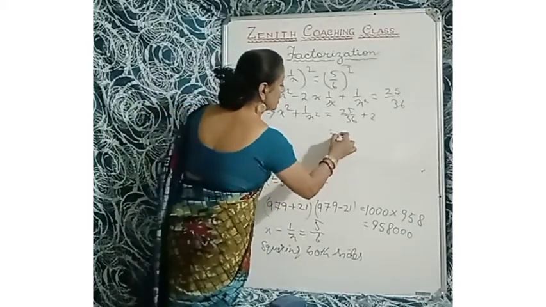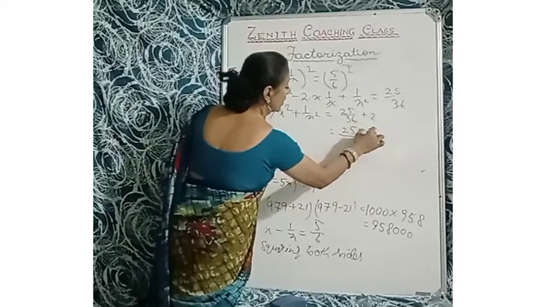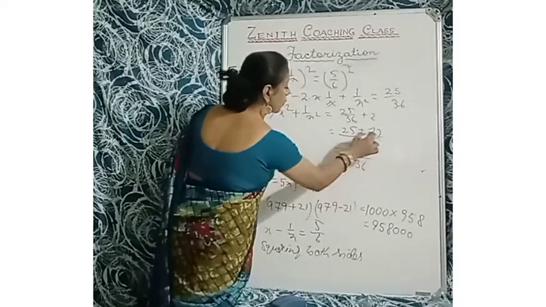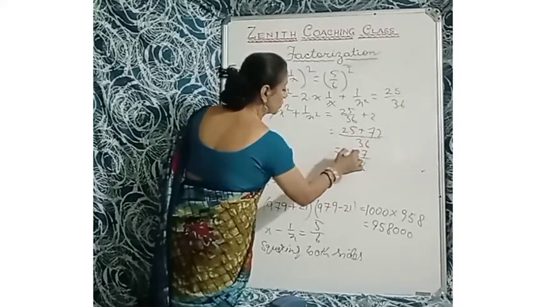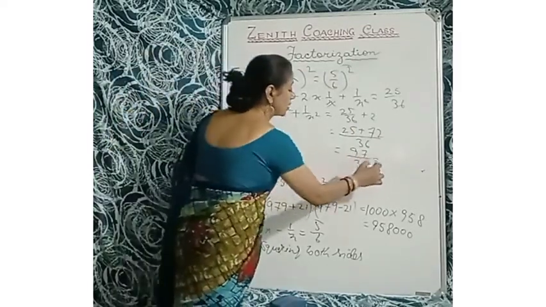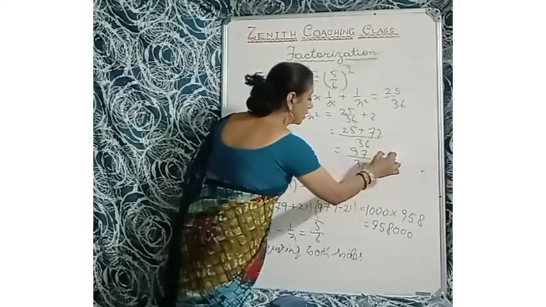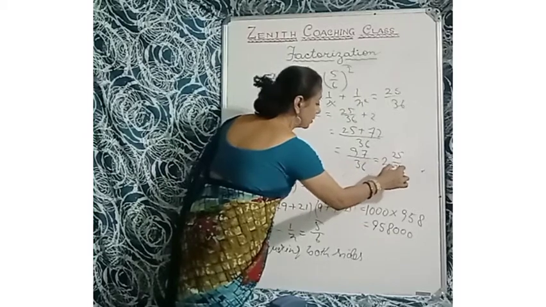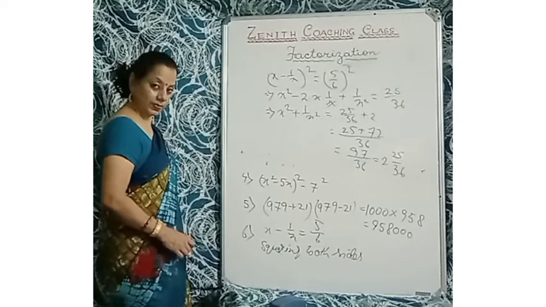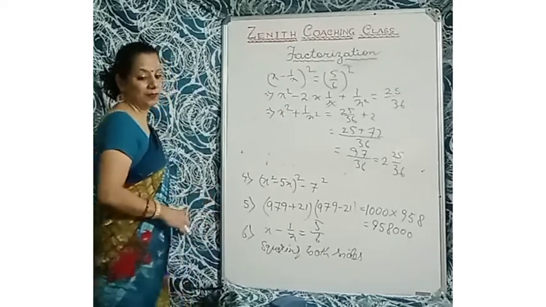That is 36 is LCM here. So here is 25 plus 72. So 25 plus 72, that is over 36. 2 plus 5, 7. 7 plus 2, 9. Understood? Then 36 ones are 36, 36 twos are 72. So it is 97 by 36. Understood the sum? Tough sum? Not so tough sum. So observe the sum. I'll put the next sum.